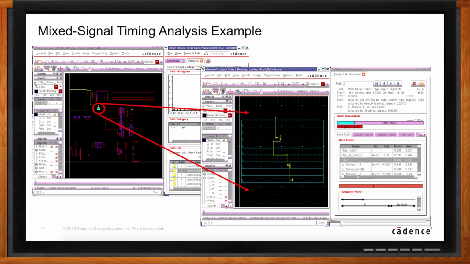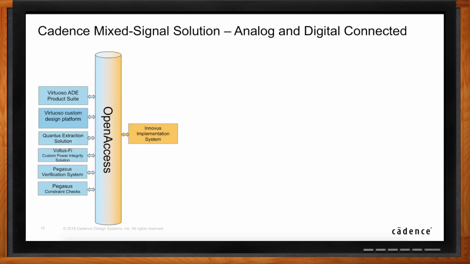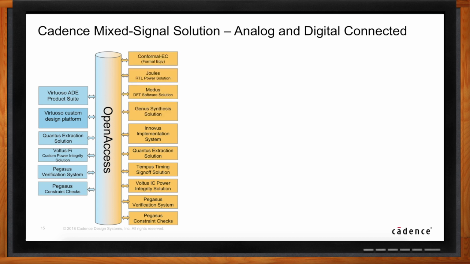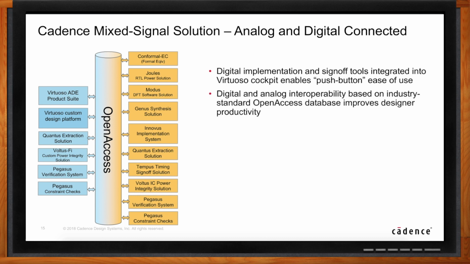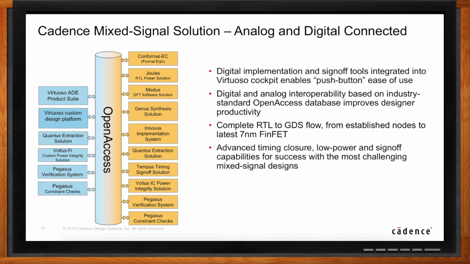Excellent. Well, Rod, can you give me your main points? Yeah, I think in conclusion, OpenAccess has really enabled a much deeper level of integration. The sign-off tools, the full custom tools, all the digital tools are directly accessible from the full custom world. We can use OpenAccess to exchange much more information than just the design data. All kinds of constraint information can be exchanged, and this really makes the flow much more usable.